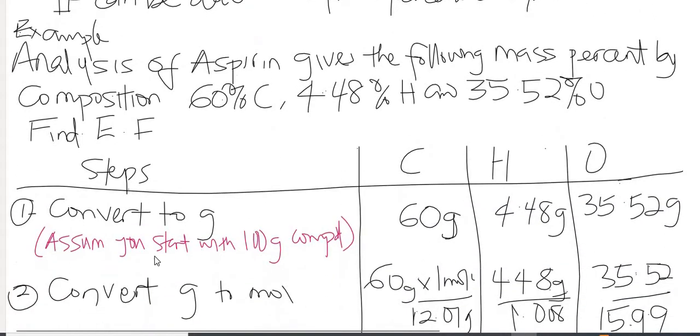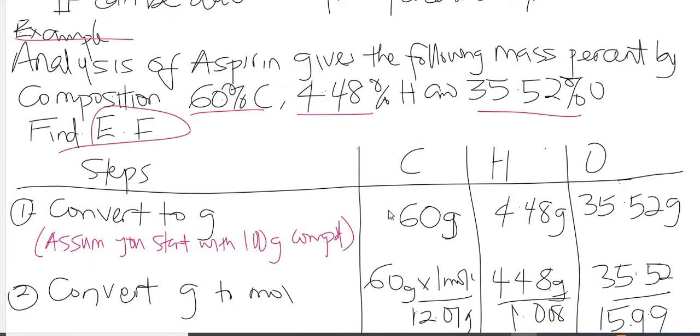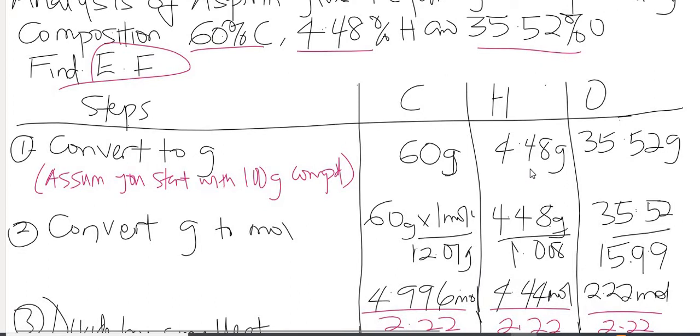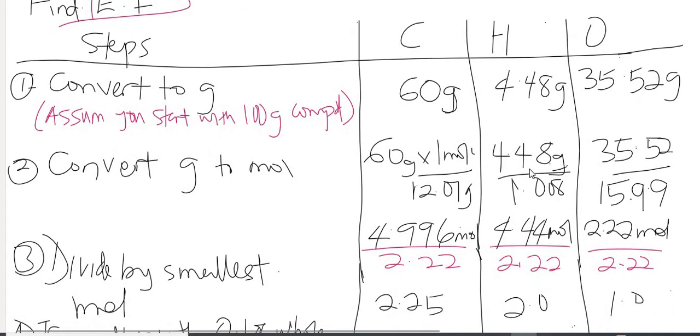For example, analysis of aspirin gives the following mass percent composition. There's 60% of carbon, 4.48% of hydrogen, 35.52% of oxygen. Find the empirical formula. I will solve this problem, explaining each step of how it can be solved.